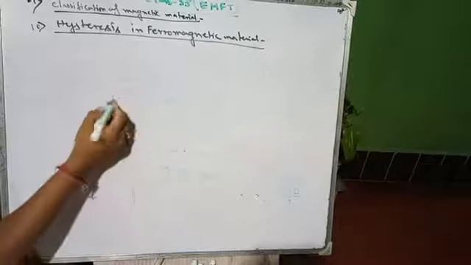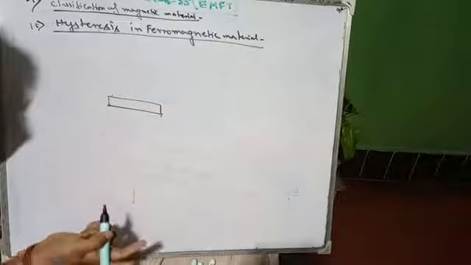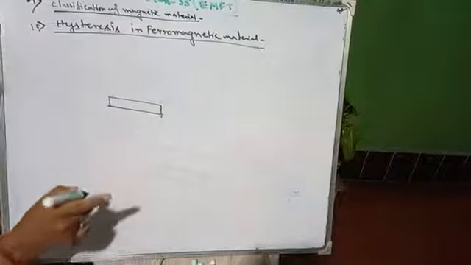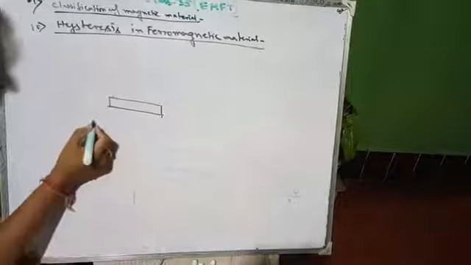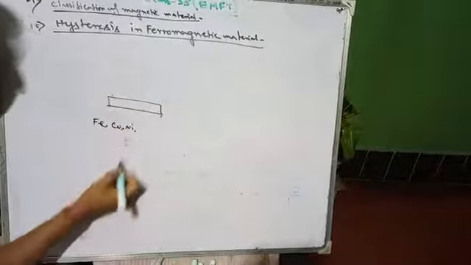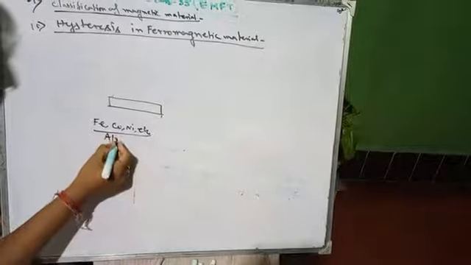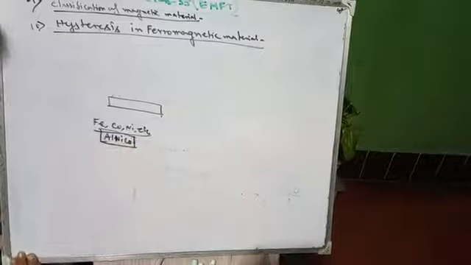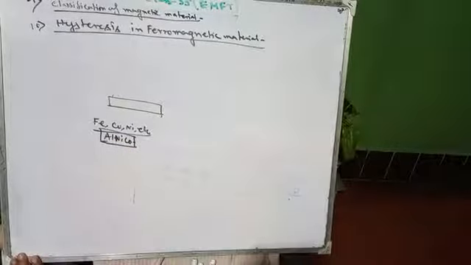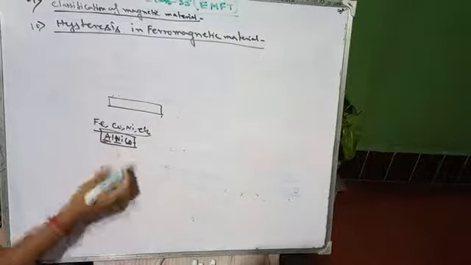So whenever we are taking a ferromagnetic material, examples of ferromagnetic material, which I forgot to tell you, are iron, Fe, then cobalt, then nickel. These are the examples of ferromagnetic material, and the best one is alnico. Alnico is used to make any type of magnetic device. Alnico means an aluminium nickel cobalt mixture.